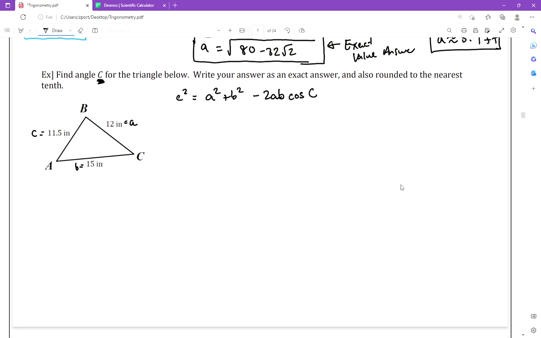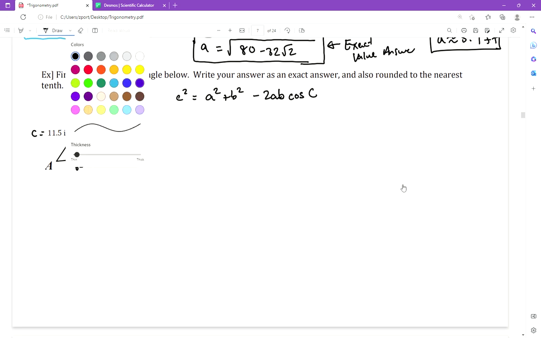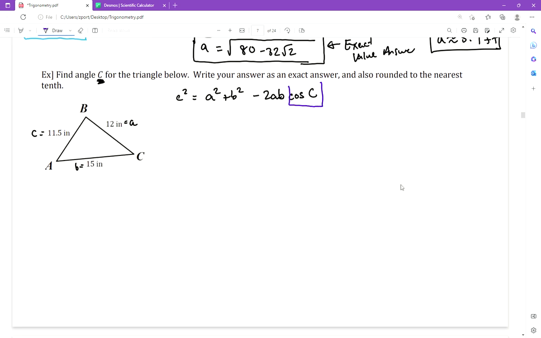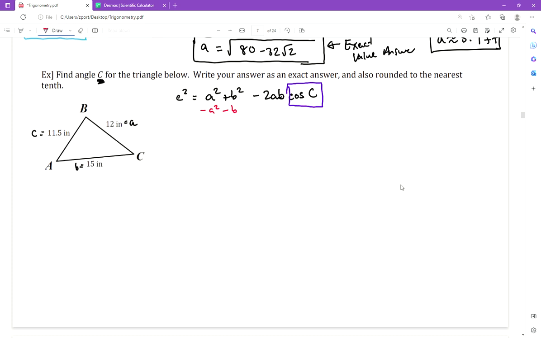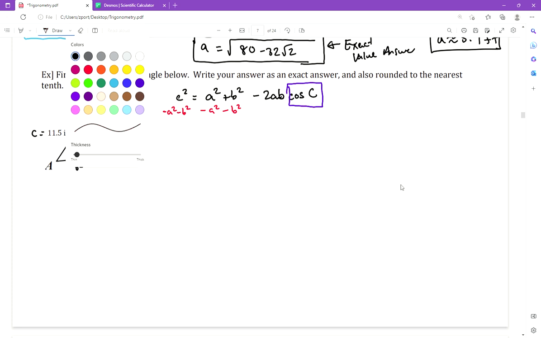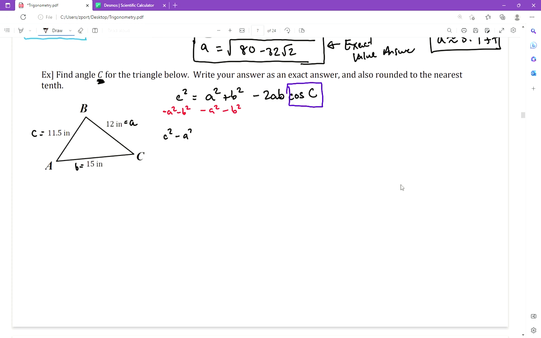Okay, so I'm going to solve for this angle C, which means, well, let me box it. So I'm solving for this. I want that by itself, and then eventually I'll get little c. So what I'm going to do then is subtract these over. Like that, nothing combines, they're all staying separate, but we would have c squared minus a squared minus b squared equals negative 2ab cosine of C.